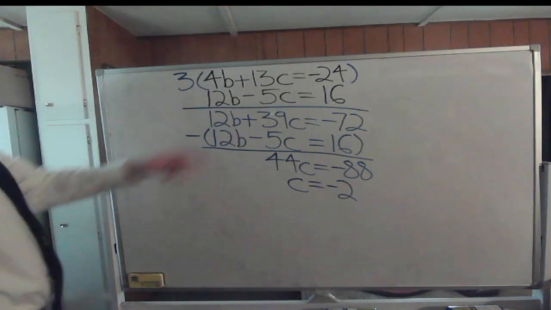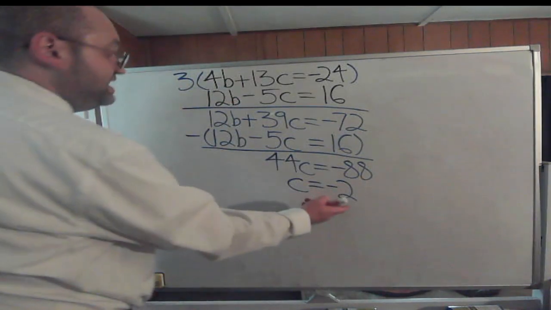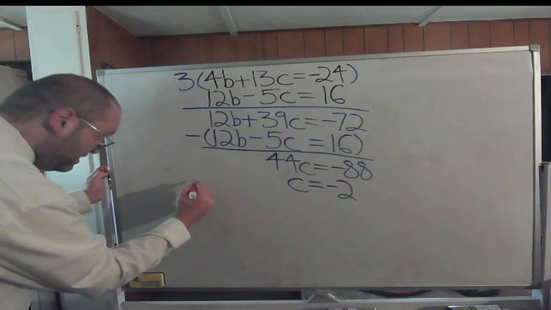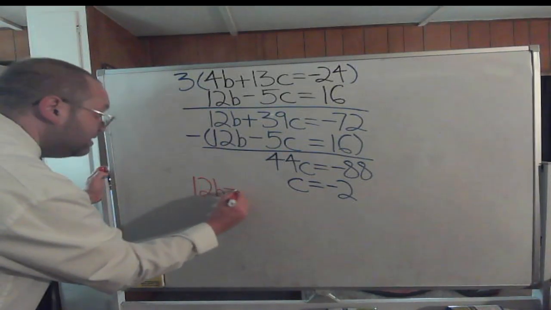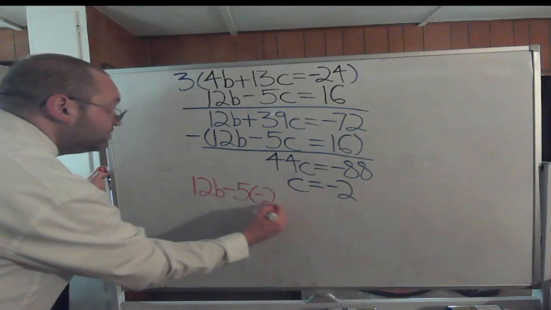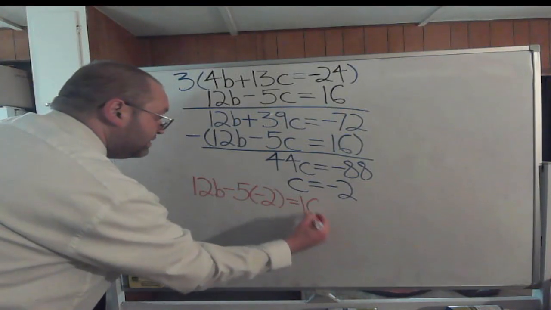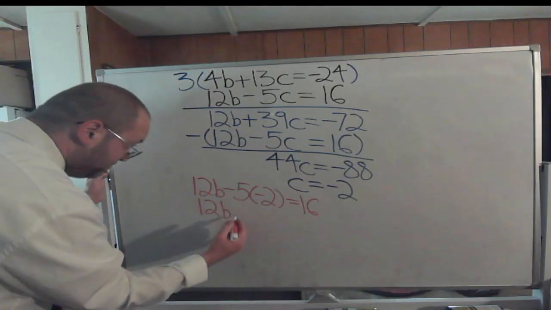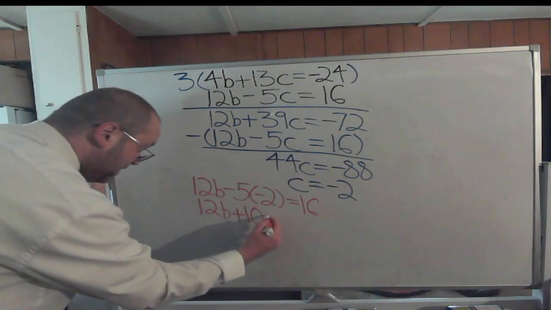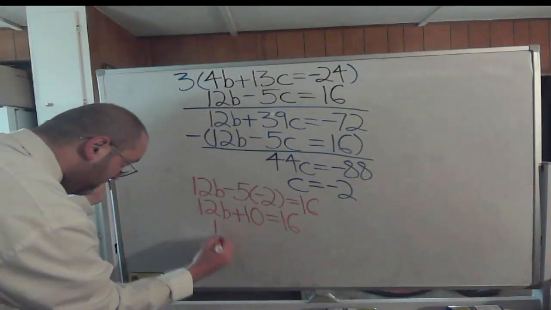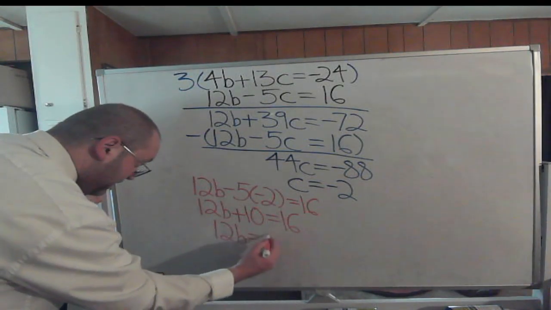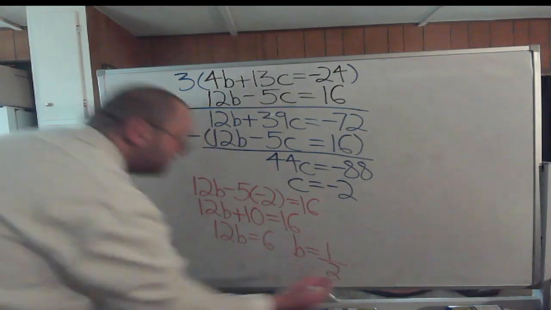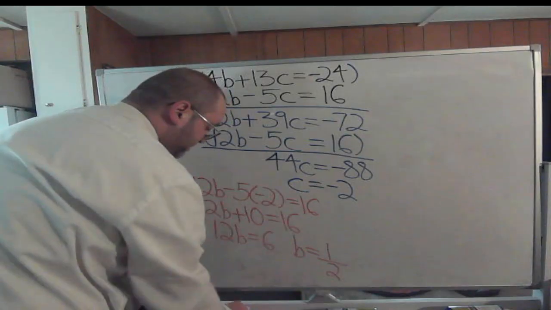Now all that's left is to find the b coordinate of the solution by putting your c value into one of the equations. I'm going to go with 12b minus 5c equals 16. So we'll have 12b minus 5 times negative 2 equals 16, and 5 times negative 2, that's actually plus 10. That'd be equal to 16, which means you get 12b equals 6, which means b equals 6/12 or 1/2. So the b coordinate of the solution is going to be 1/2.